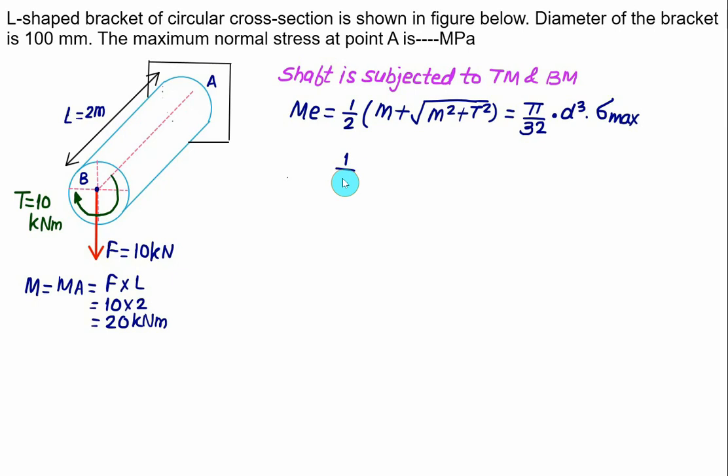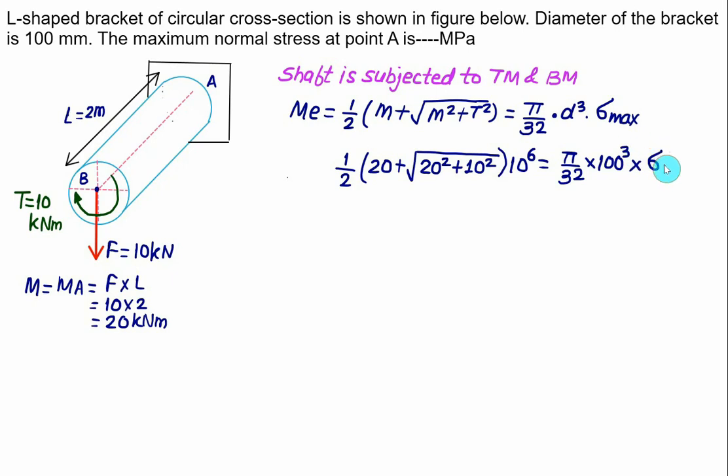So we have 1 by 2 into M, which is 20, plus under root of 20 square plus 10 square. This value is in kilonewton meter, so we'll multiply by 10 to the power 6, equal to pi by 32 into D cube, and we have the diameter given as 100. So we have 100 cube, and the corresponding value you can calculate as the maximum normal stress. So the maximum normal stress, that is the principal stress, will be equal to 215.85 megapascal.